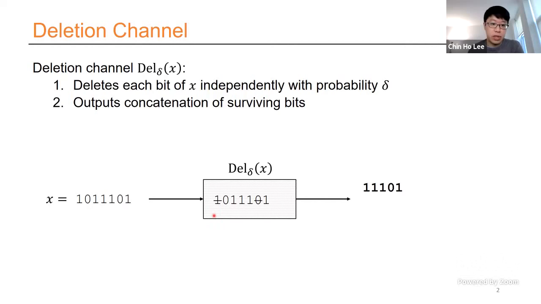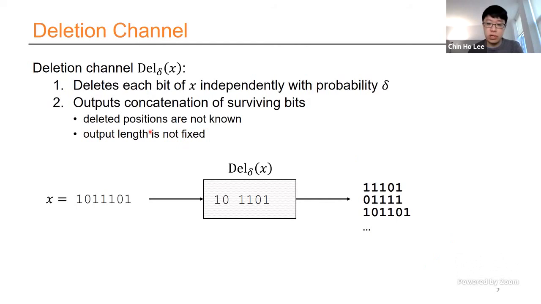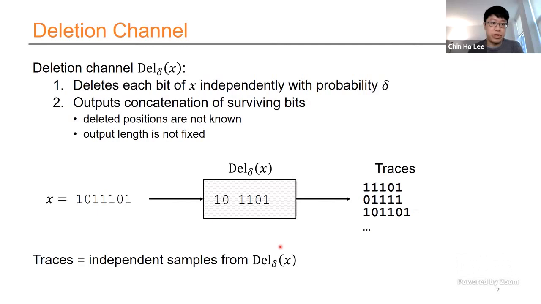And then maybe the next time it deletes the first bit and the second last bit, and then the concatenation of these surviving bits will be 01111. So finally, maybe this time it only deletes the third bit. So this time you get a longer output string. Note that, as you can see here, in the outputs, you don't know the deleted positions. And also the lengths of the outputs are not always the same. Okay. So we call these independent samples coming from the deletion channel the traces.